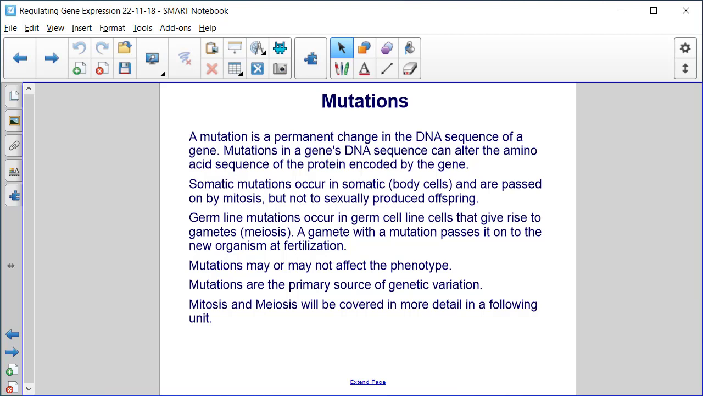Mutations may or may not affect the phenotype. Mutations are the primary source of genetic variation. Mitosis and meiosis will be covered in more detail in a following unit.